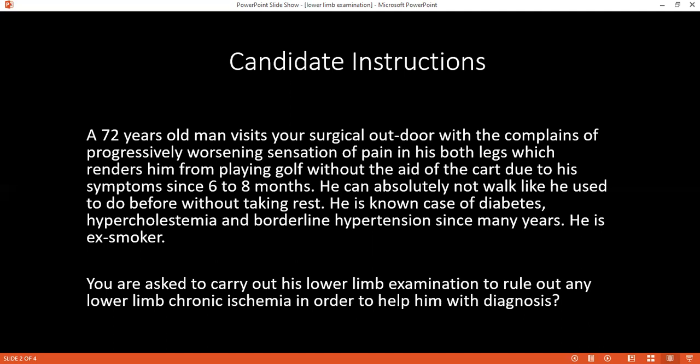And afterwards, I will start palpation. In palpation, I will check the capillary refill. I will check the temperature with the dorsum of my hands, from distal to proximal. And then afterwards, I will check for Buerger's angle.